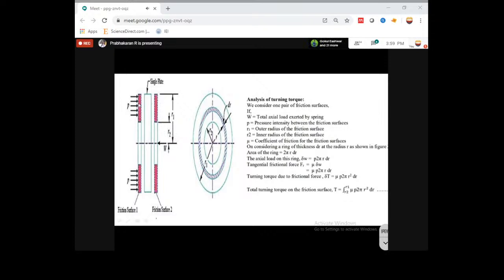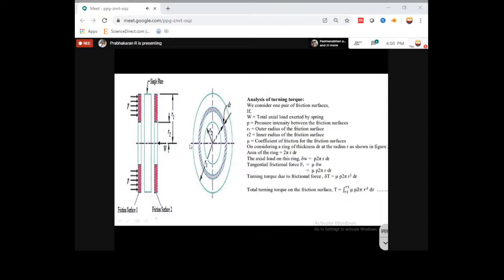This is my whole arrangement. This is the plate and surfaces 1 and 2. The inner radius I'm going to take as R2, and the outer radius is R1. W is our applied force. So R1, R2 and W, and this is for the pressure intensity.